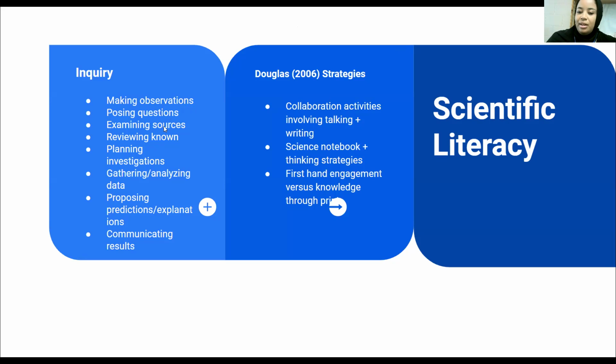So inquiry is necessary to increase scientific achievement. And Douglas in 2006 strategies are collaboration activities involving talking and writing. So these are strategies that are also known by doing studies in scientific literacy and achievement. So collaboration activities involving talking and writing, science notebook strategies and thinking strategies, and also firsthand engagement versus knowledge through print. So collaboration activities involving talking and writing could involve something where the teacher is giving a prompt, a writing prompt, or a question about science, and students are asked to summarize and write about it.